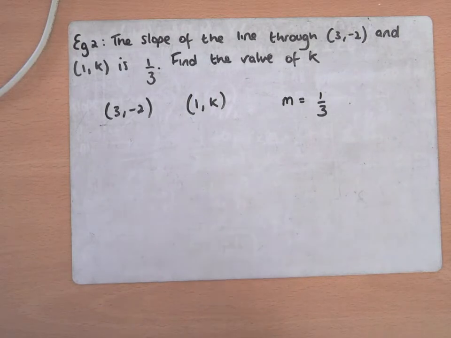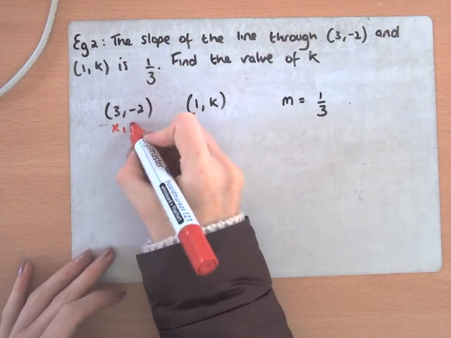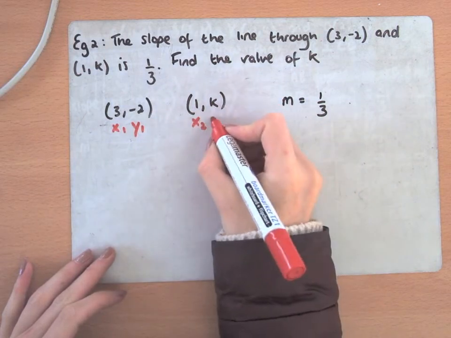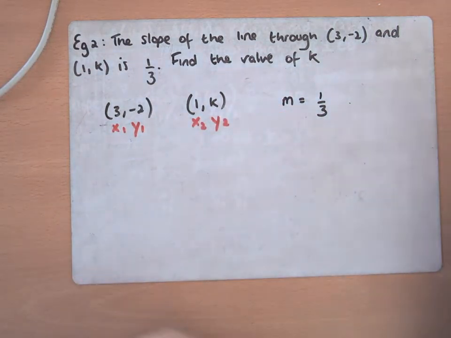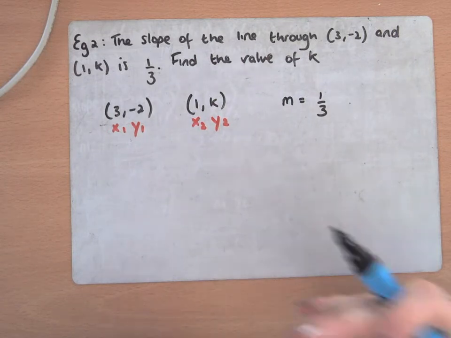Label them. Exactly, label them first of all. Good. All the 1s, all the 2s. And I know the slope is a third.